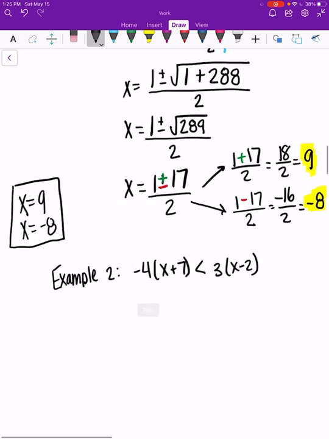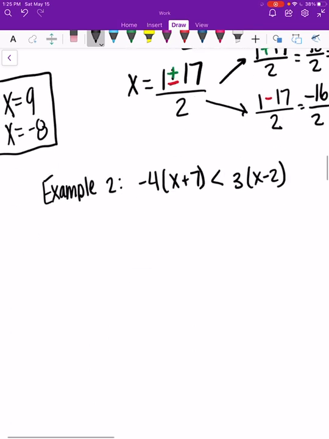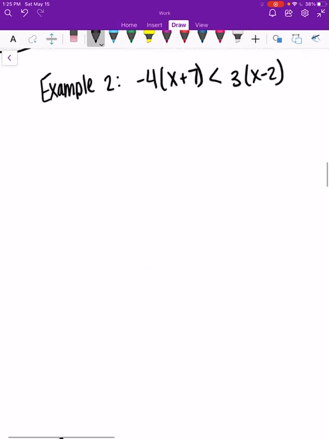I'm going to do one more example. This one takes a little less time. But example 2 is an inequality. We have negative 4x plus 7 is less than 3x minus 2. So what we're going to do first is distribute. Negative 4 times x is negative 4x. Negative 4 times 7 is minus 28.